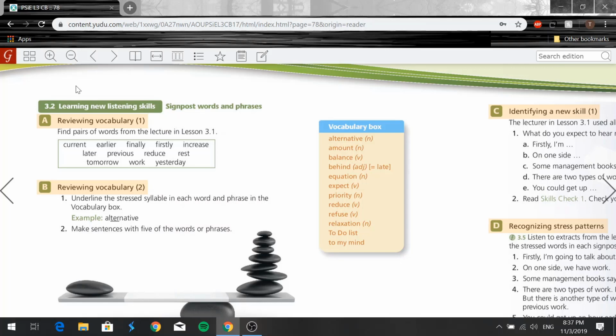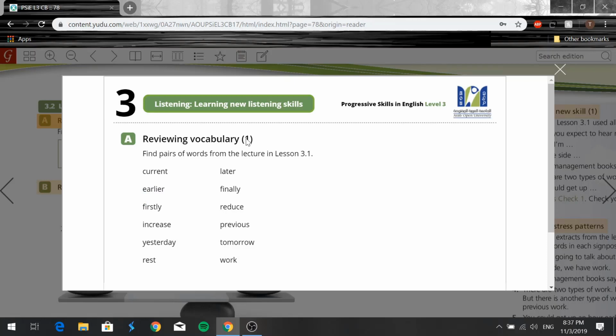Here we have exercise A, reviewing vocab 1. Here we're going to be looking at pairs of words, right? Something similar to, for example, yesterday and tomorrow, okay? These are all scrambled, so let's find some pairs, right? So the first word we have is current, and current means right now, so we can say previous, right? Previous as in something that happened before, and current is right now, okay? And then we have earlier, so we'll say later, right? That's pretty simple, straightforward.